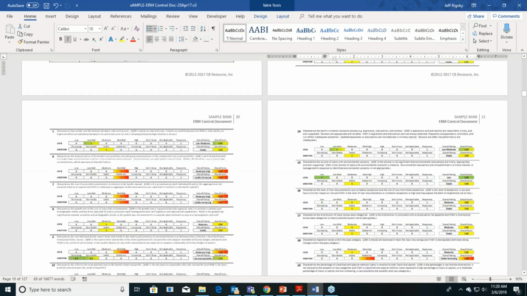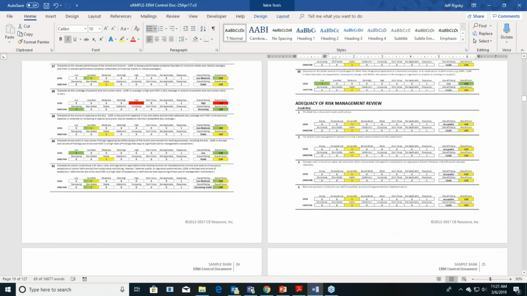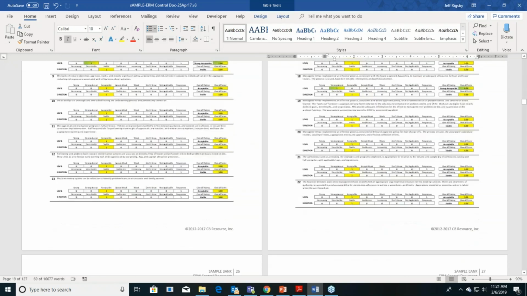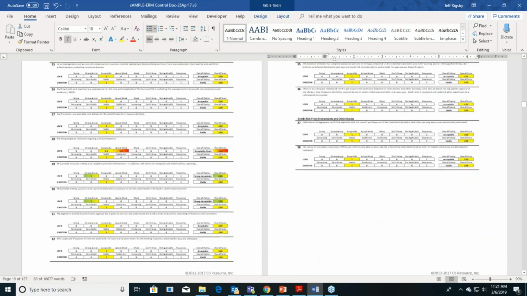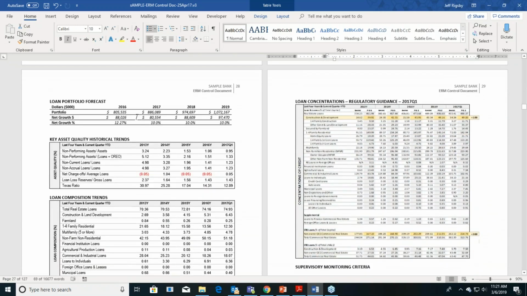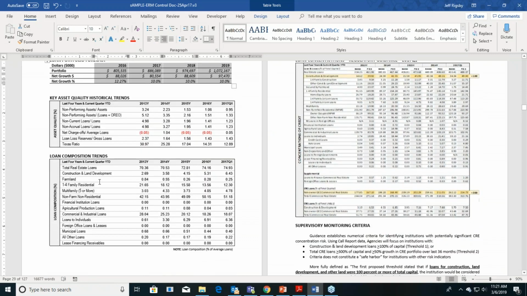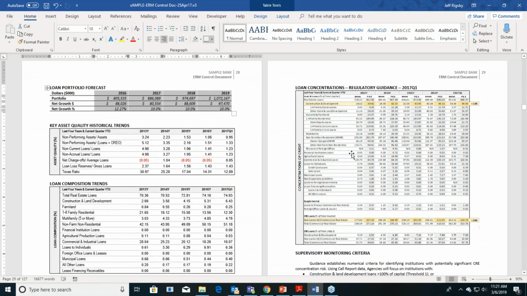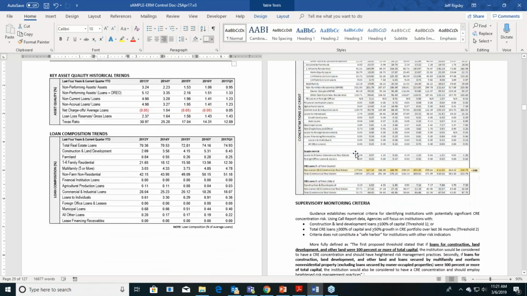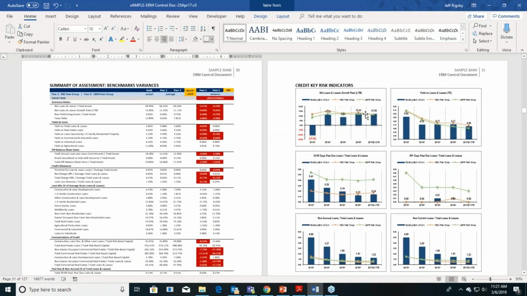This is an example of a series of statements that respond to inherent risk and adequacy of risk management, so it's all there. But it doesn't stop with just the assessment questions. If that's all your assessment's doing, you're not really answering the question of what your growth forecast looks like. What do your asset quality trends look like? What do your composition trends look like? What do your concentrations look like? And summarize them. Are there any key variances that you're tracking, looking at your key risk indicators?